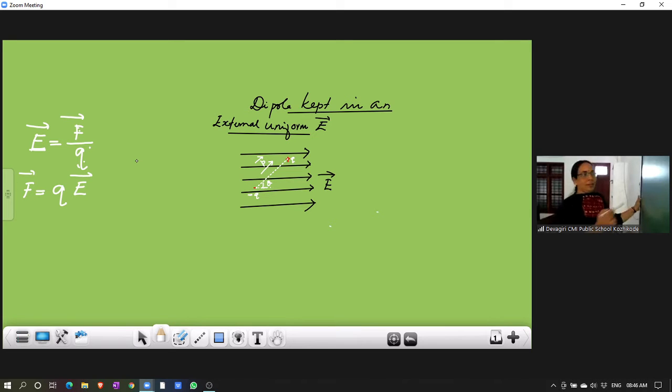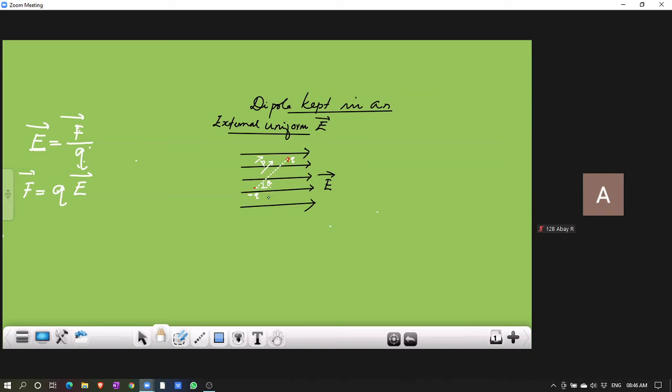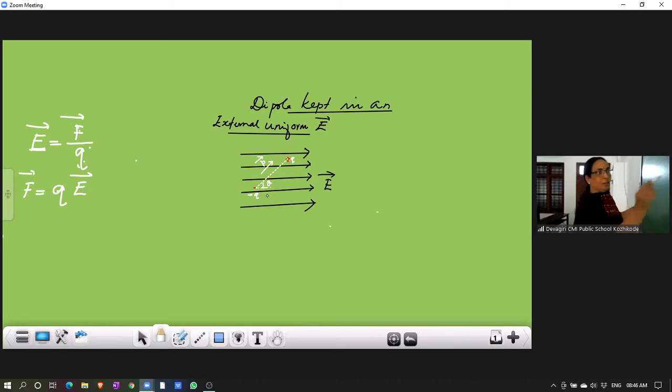Now, what we have done, we have taken a dipole. A minus Q charge is kept in an electric field E. So obviously this minus Q charge will experience a force. What is the force on this minus Q charge? The force on the minus Q charge is minus Q multiplied by E. Similarly, the force on this plus Q charge is plus Q multiplied by E. So this is our negative charge and this is our positive charge.